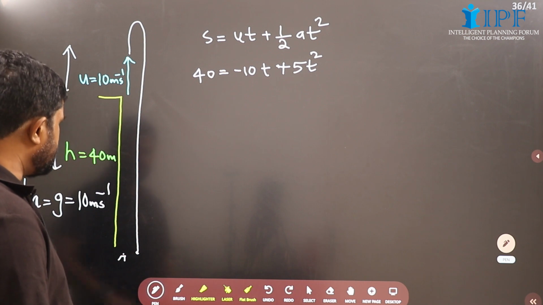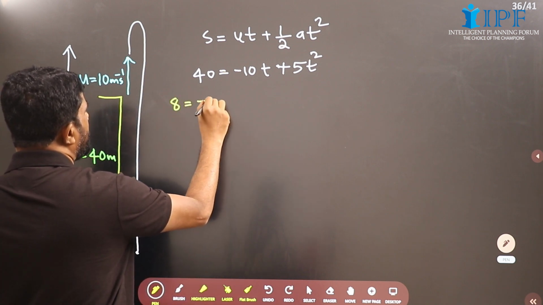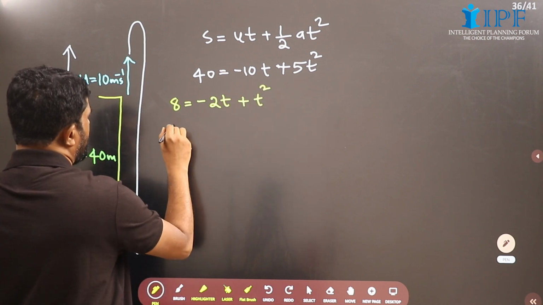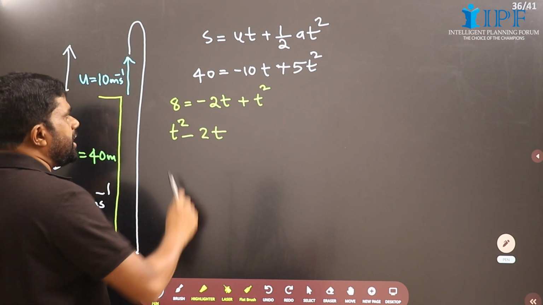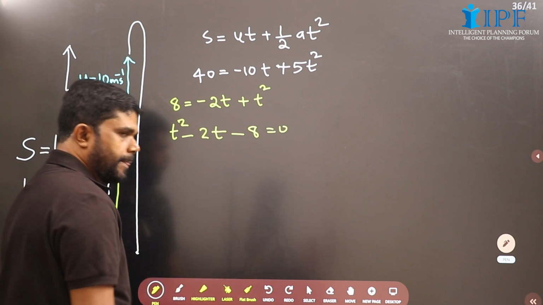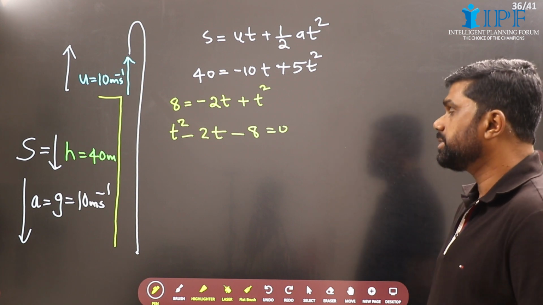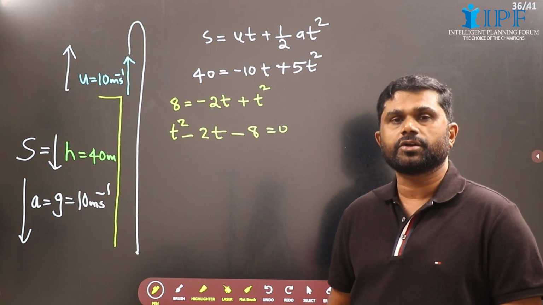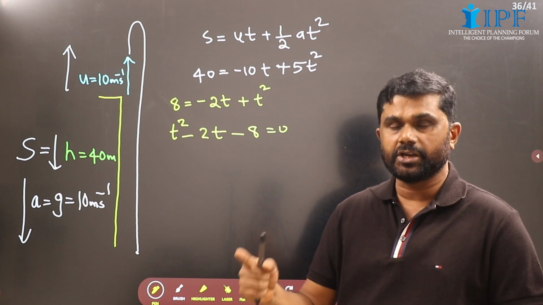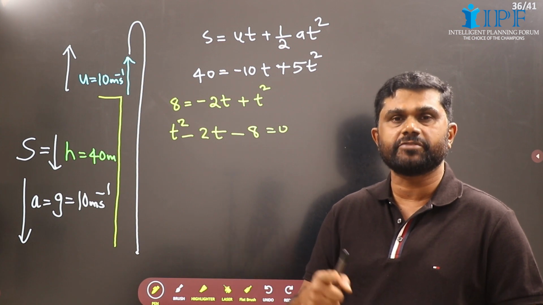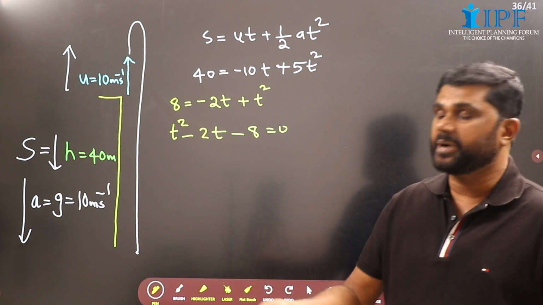Throughout, this equation can be divided by 5. So what do you get? Here it is 8, this is equal to minus 2t plus t square, or let us say t square minus 2t, when it comes to the left. Take this 8 to the right, so it will become minus 8, this is equal to 0. We can factorize this equation easily. The sum must be minus 2 and the product must be minus 8. The factors of 8 are 2 and 4. We should get minus 8, which means one of these factors must be positive and the other negative. Then only we will get minus 8. Out of 4 and 2, one is positive and the other is negative. Their sum must be minus 2, so the larger number should be negative. So plus 2 and minus 4.